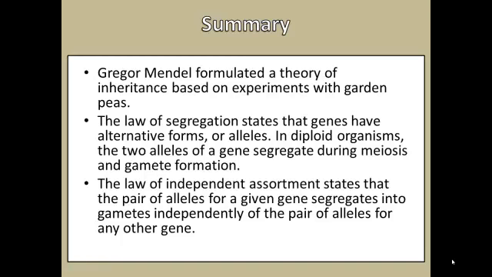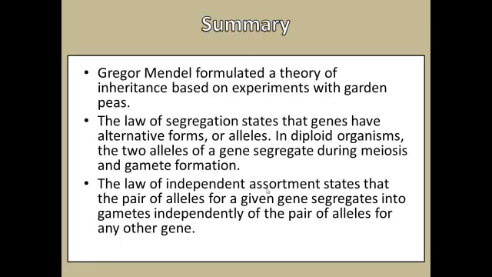Well, let's go ahead and summarize what we've learned in this chapter. Gregor Mendel formulated a theory of inheritance based on the experiments with garden peas. The law of segregation states that genes have alternative forms, or alleles. In diploid organisms, the two alleles of a gene segregate during meiosis and gamete formation.